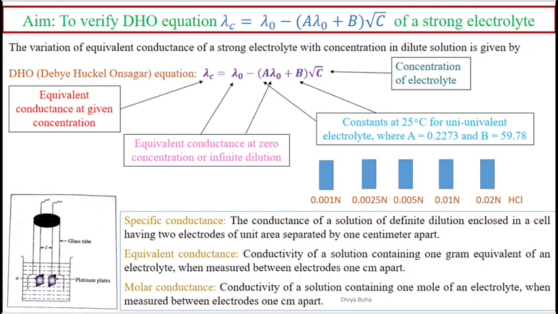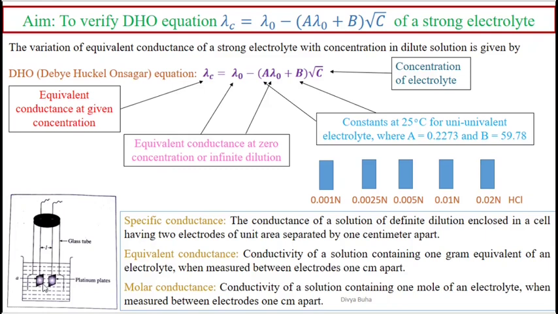Before we start with the practical, it is important to understand three terms: specific conductance, equivalent conductance and molar conductance. Let us first start with specific conductance. We know that in order to measure conductance, you require a conductivity cell. This conductivity cell has two platinum electrodes. There are two platinum plates, and each one acts as an electrode, one as an anode and the other as a cathode, right? These two platinum plates are separated from each other by a specific distance.